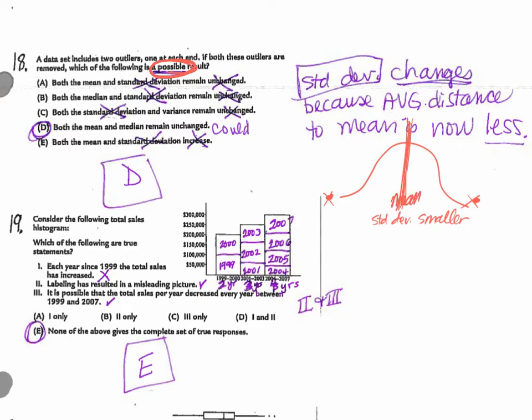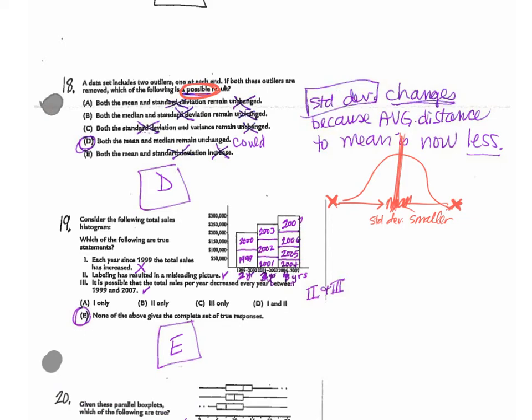How could the mean stay the same? If this outlier on the bottom is equal distance away as the outlier on the top. If these are equal distance from the mean and you took them off, the mean will stay the same. So it is possible. Okay, now look at 19.